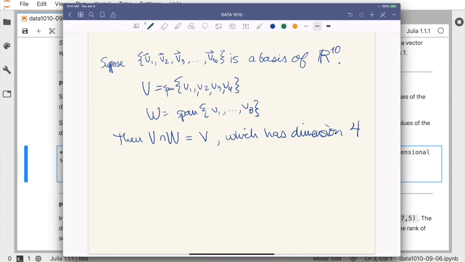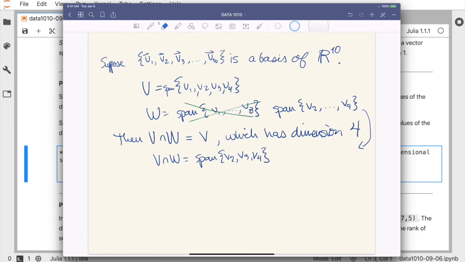If we modify this story by just sliding the vectors over, so for example, instead of V1 up to V8, we can do V2 up to V9. Then the intersection, V intersect W, is going to be the span of V2 through V4. And that has dimension 3.